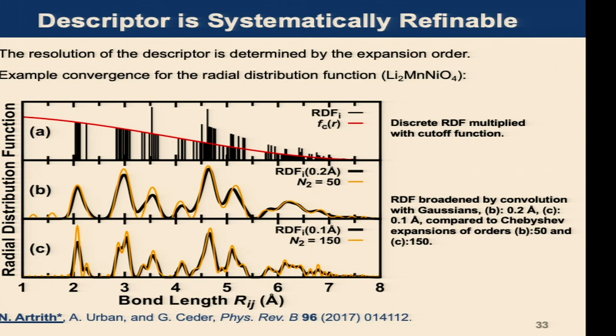And then we plot the RDF. In this case, we just apply a Gaussian convolution to make it smoother, using about 0.2 angstrom on the actual RDF of the structure. You can see that our descriptor, about 50 descriptors, can already describe the RDF that we have as a function.